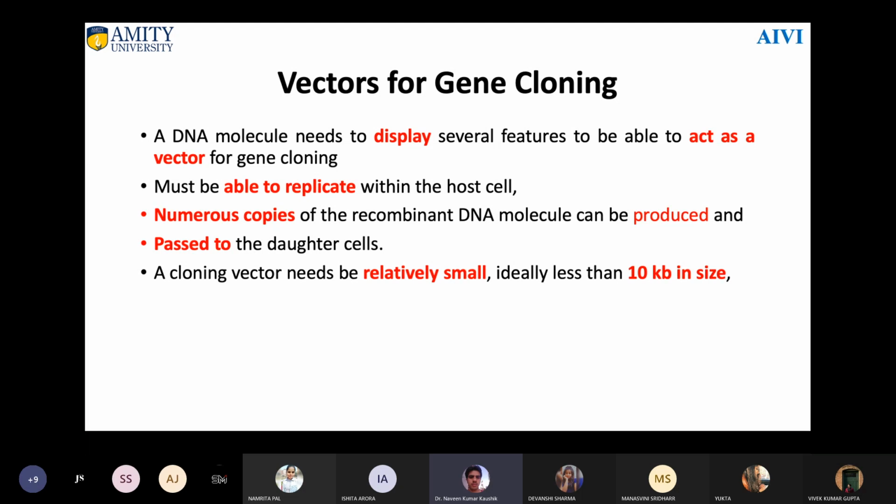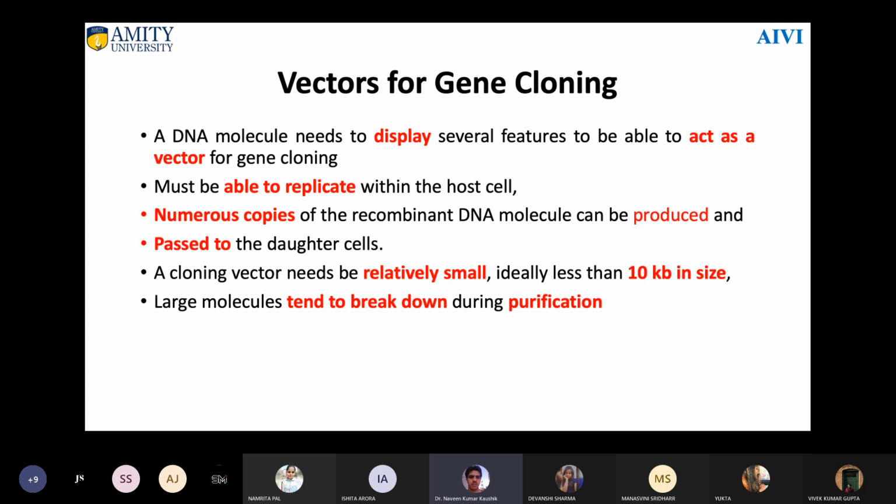So a similar type of thing is there in the case of cloning vectors. Your host behaves like a no entry zone, and it won't allow heavy loads to enter within it. Because if heavy vehicles enter your streets, they are going to destroy your roads. A similar thing may occur in the case of your DNA vector also. So it must not be very large, it should be relatively small, ideally less than 10 kilobase pairs in size.